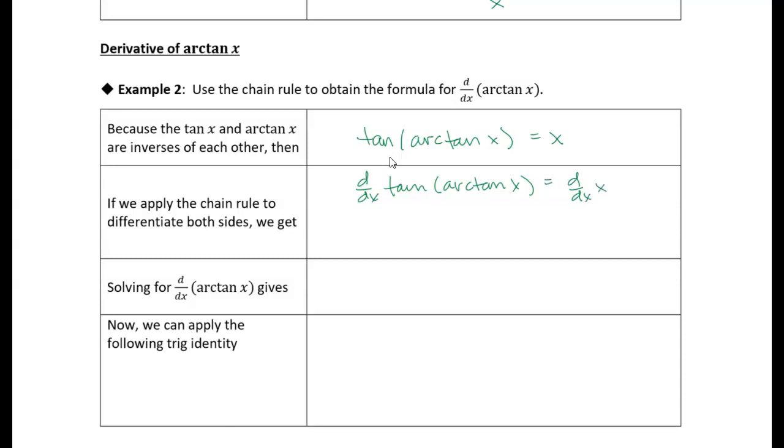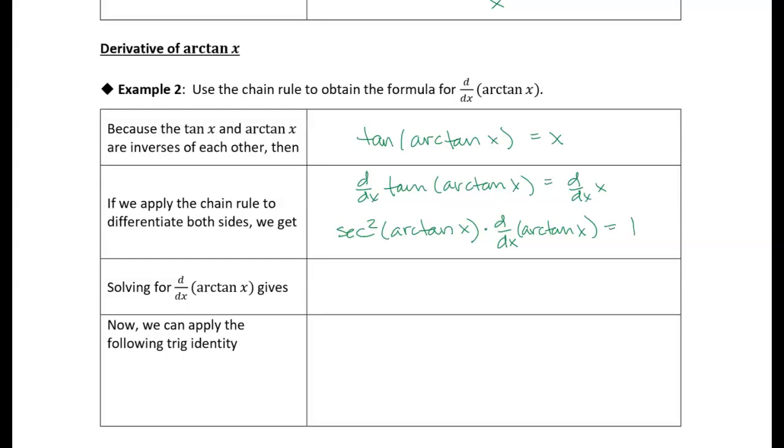And we're going to use the chain rule just like we did before. Now the derivative of tangent is the secant squared. So we get secant squared of the function arctan of x times the derivative of the inside function, which is the arctangent of x. So d/dx. Now I don't know what that is, but I'm just going to write it as d/dx of the arctangent of x. And then on the right-hand side, the derivative of x is just 1.